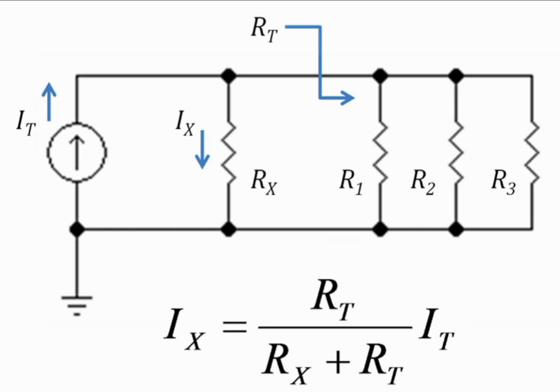Similar goes for calculating the current flowing through R2. Then I will have RT, which will be the parallel combination of Rx, R1 and R3, and this RT will be divided by R2 plus RT, and it will be multiplied by the total current IT. So this is how you can apply the current division rule in any circuit to calculate a branch current.